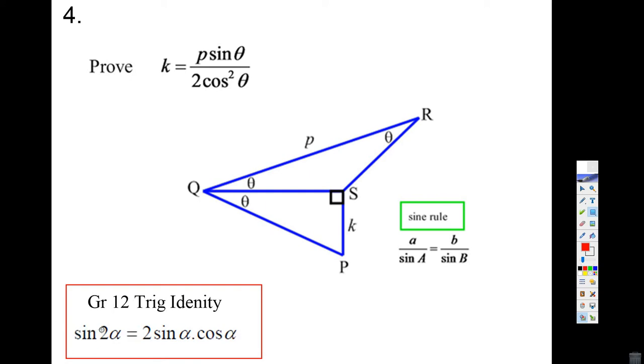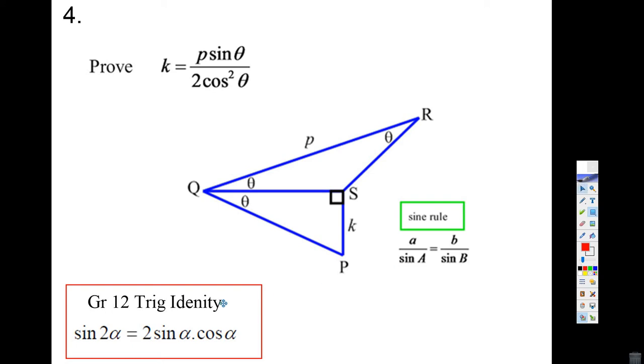It says that the sine of 2 times an angle is equal to 2 times the sine of the angle times the cosine of the angle. So if you see sine of 2 alpha or 2 theta or anything like that, you can replace it with 2 times sine alpha cos alpha. So we're going to use this identity here. We're going to use it in the question.